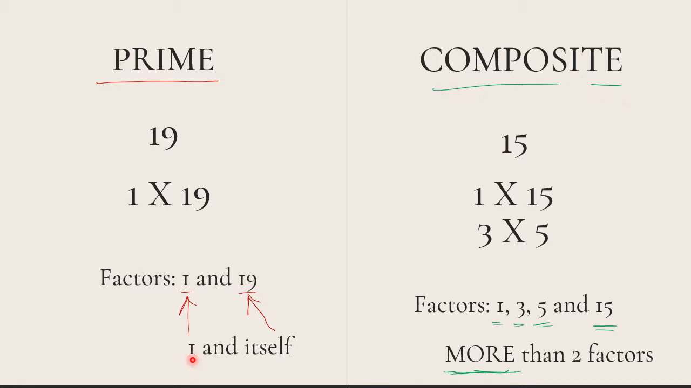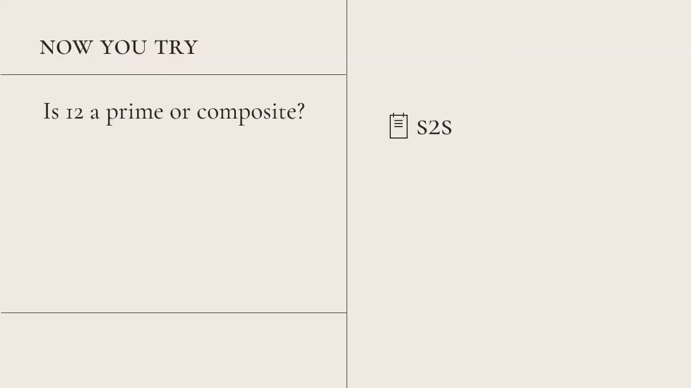So this is the difference between prime and composite numbers. If it's a prime, then there are only 2 factors, 1 and itself, 2 factors only. If it's more than 2 factors, for example, here 15, 1, 3, 5, and 15, there are 4 factors, then it's a composite number. So this is the difference between prime and composite.